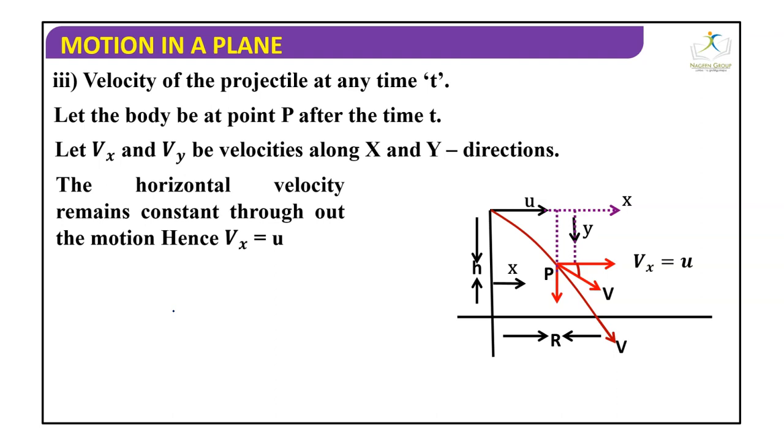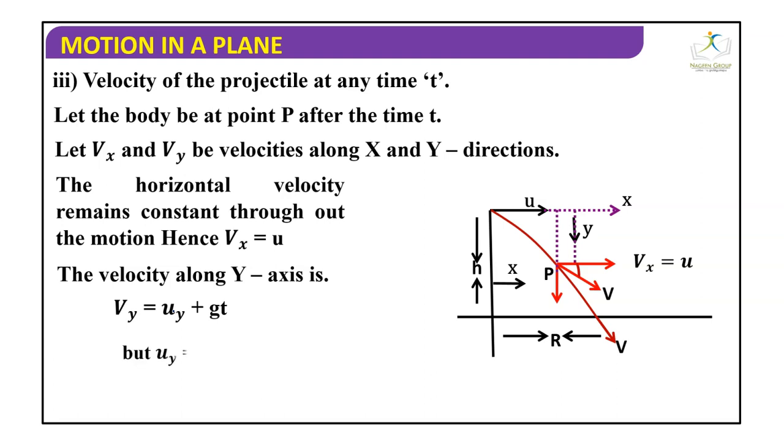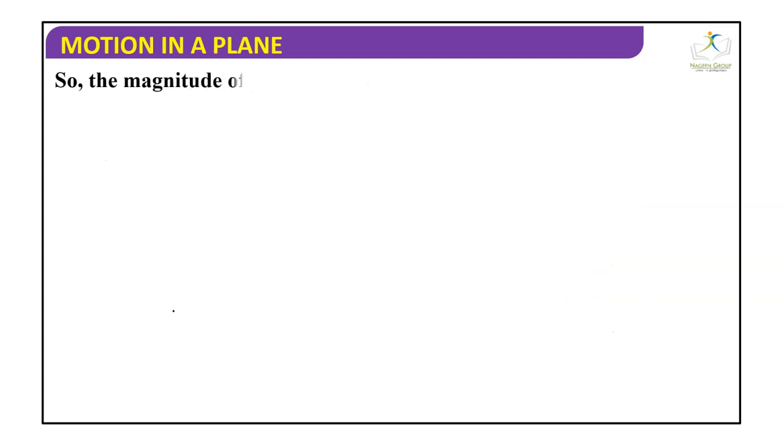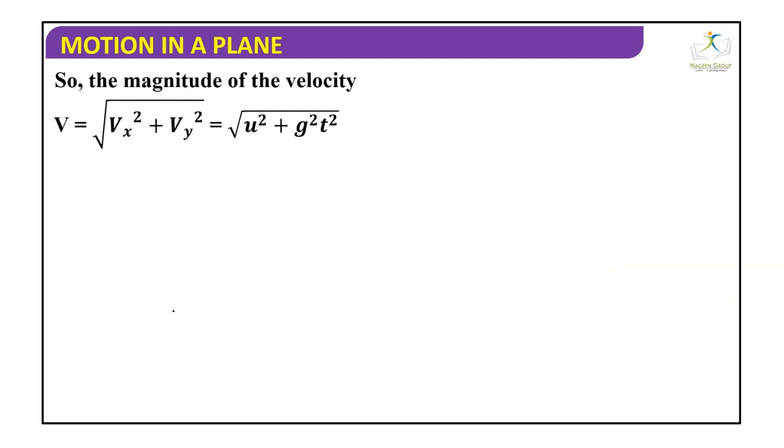The horizontal velocity remains constant throughout the motion. Hence, Vx is equal to u, and the velocity along the y-axis is Vy is equal to uy plus gt. But uy is equal to 0, so Vy is equal to gt. So the magnitude of the velocity, v is equal to the square root of Vx square plus Vy square, which is equal to the square root of u square plus g square t square.